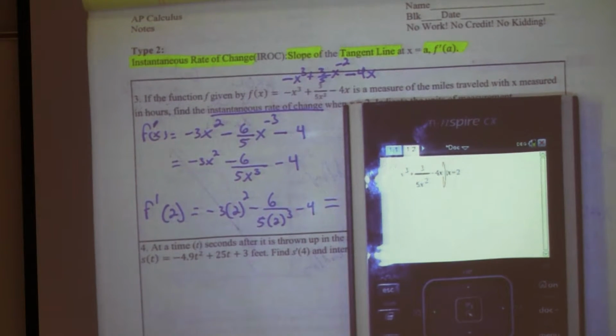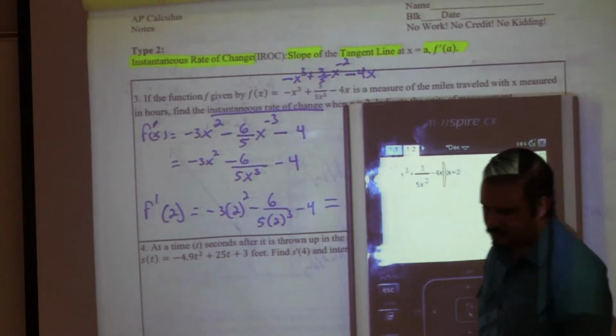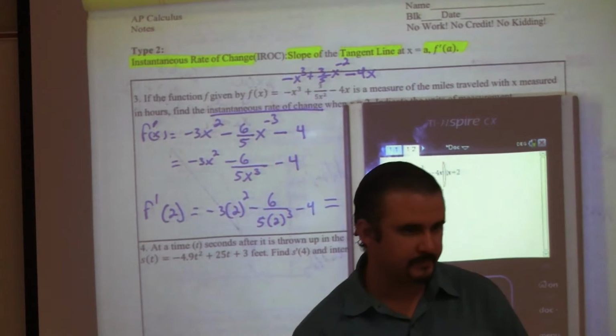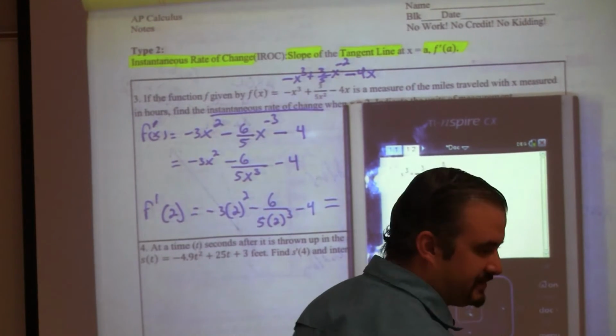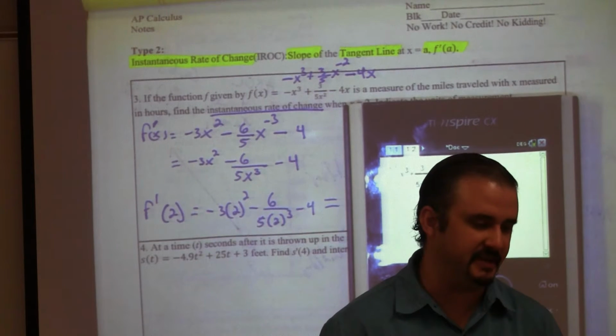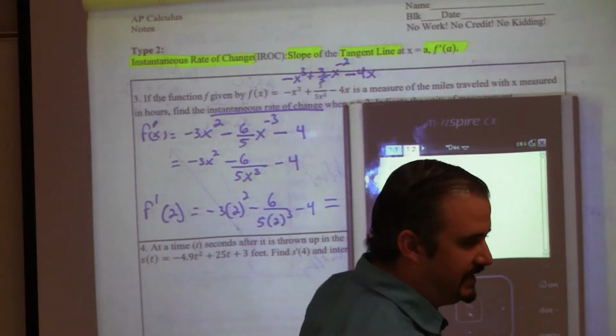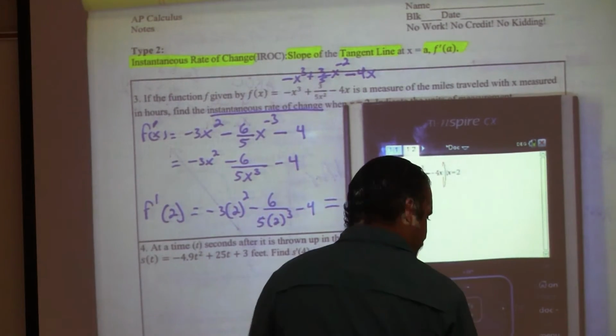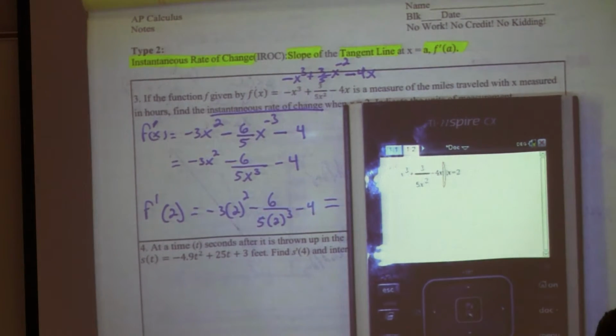What do you guys get? Negative what? No, I'm doing it a different way. You found the derivative and you're plugging it into the derivative. I didn't find the derivative. I'm going to let the calculator find it for me and plug in the number. I got a nasty fraction. You got a nasty fraction? Yeah, negative 323 over 20? Yeah. Cool, I got the same thing, right? Yeah, but I had to do a lot less work because I used the calculator to do it for me, right? Because that's one of the things that the calculator can do.